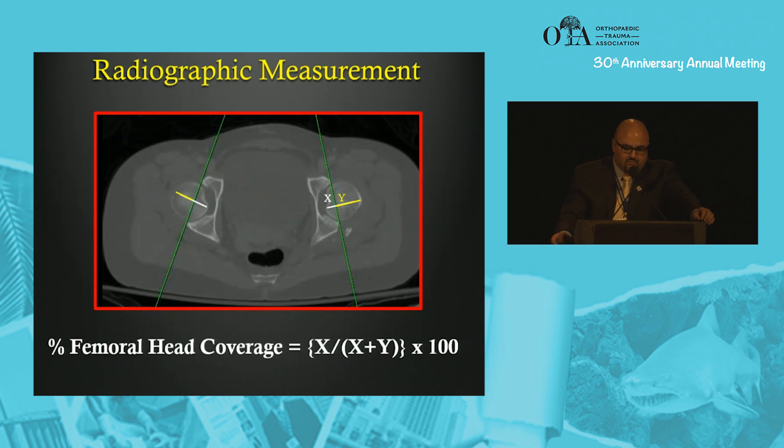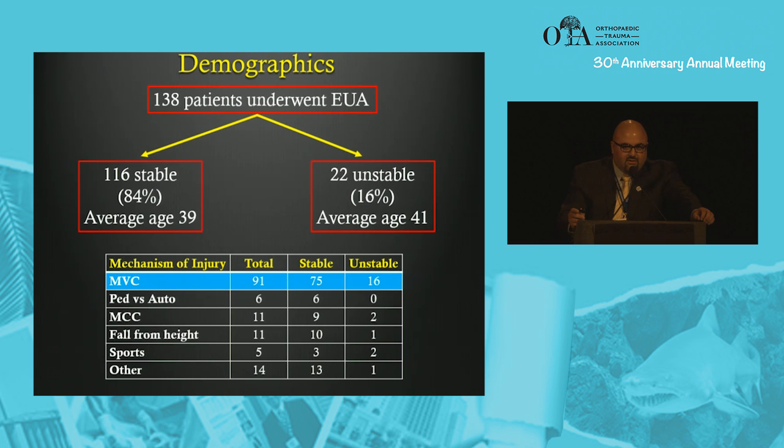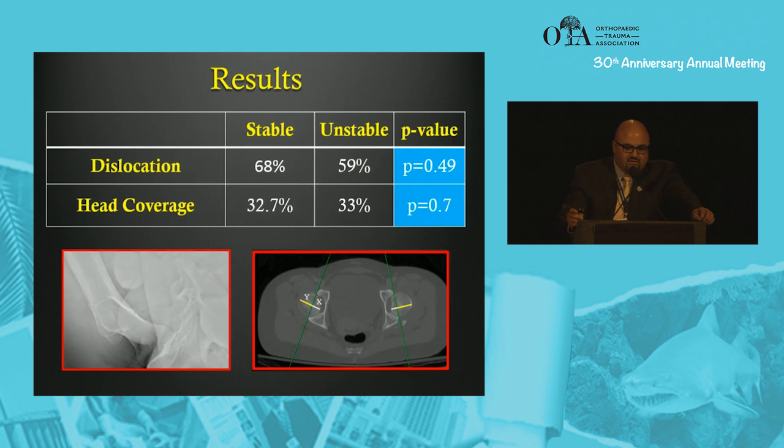There were overall 504 patients with posterior wall acetabular fractures during this time period, 138 of which underwent an EUA. 22 were unstable, and 116 were stable, and motor vehicle collisions accounted for the most common injury mechanism in both groups. When we looked at history of dislocation and percent femoral head coverage, there really was no statistically significant difference between the stable and unstable groups.